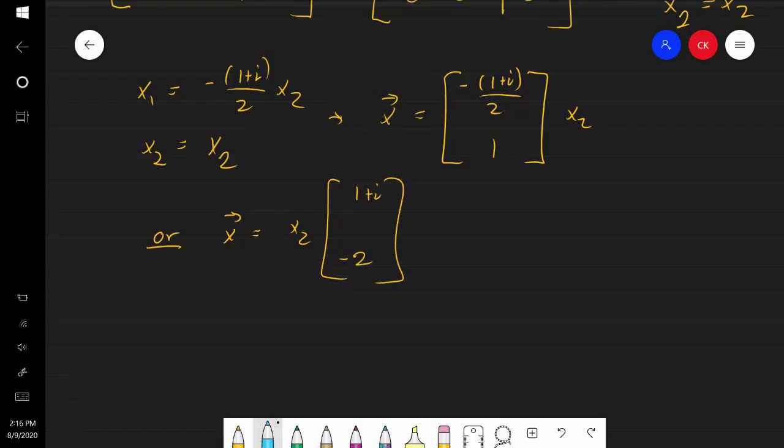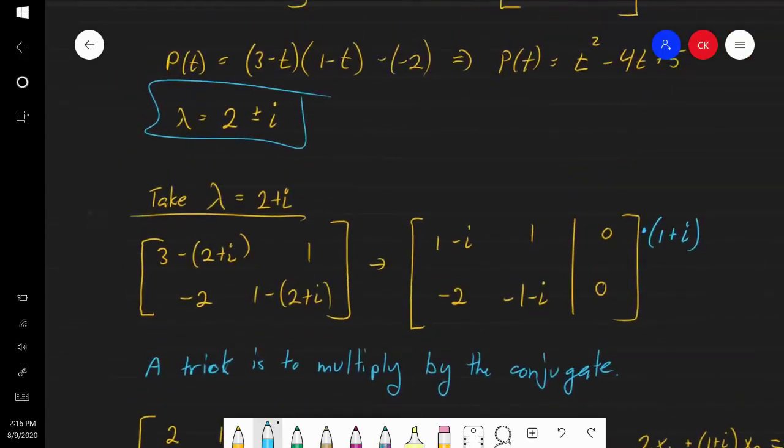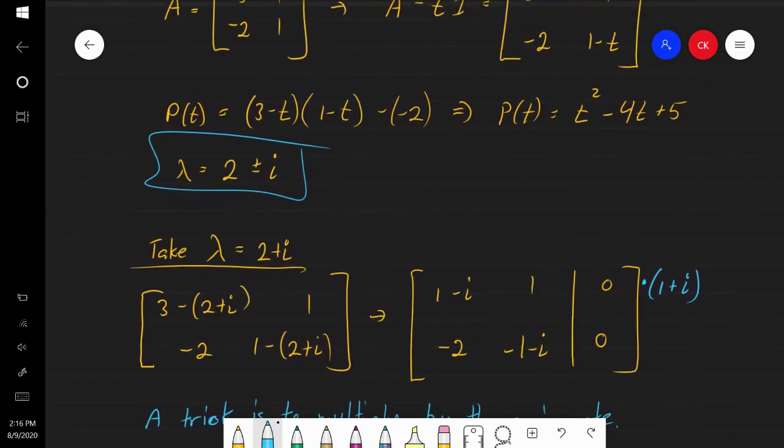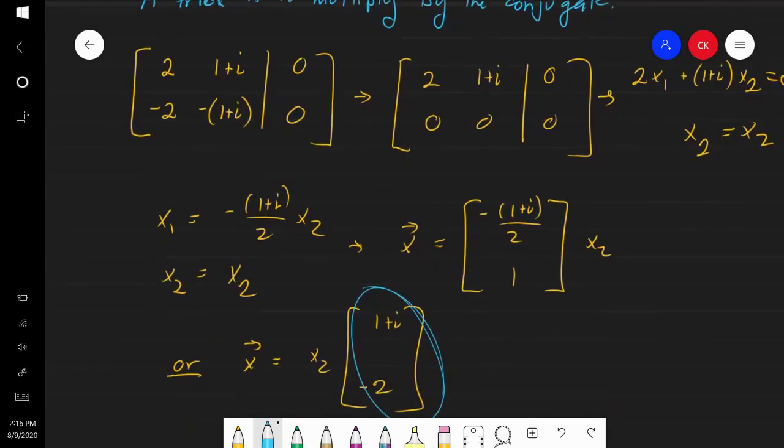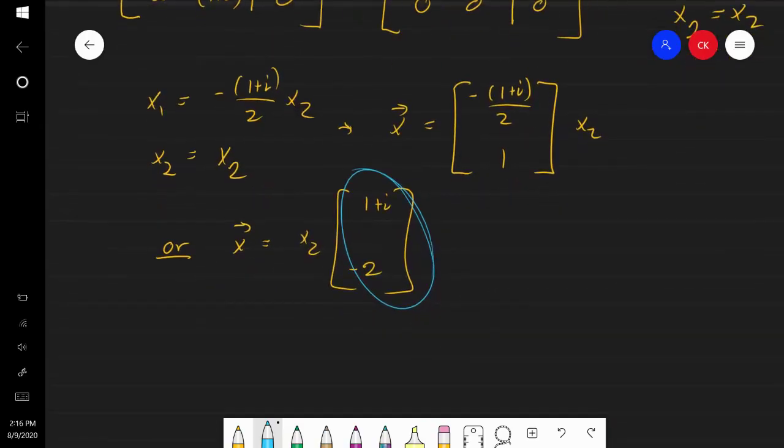So now we have the eigenvector that corresponds to the eigenvalue that we started with, which was the 2 plus i eigenvalue. And that's how we could do that. So I leave it to you to solve for the other eigenvector that goes with the eigenvalue of 2 minus i.